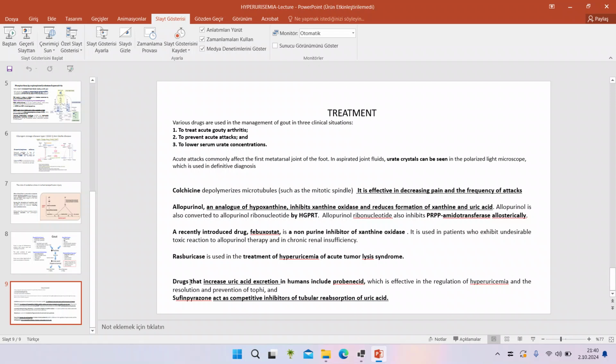These drugs increase uric acid excretion in humans and are effective in regulation of hyperuricemia and prevention of tophi and attacks. Sulfinpyrazone acts as a competitive inhibitor of tubular reabsorption of uric acid. That is two important mechanisms of gout treatment.